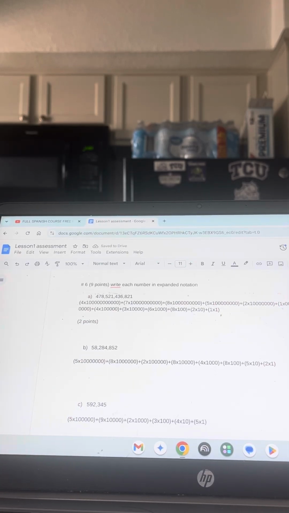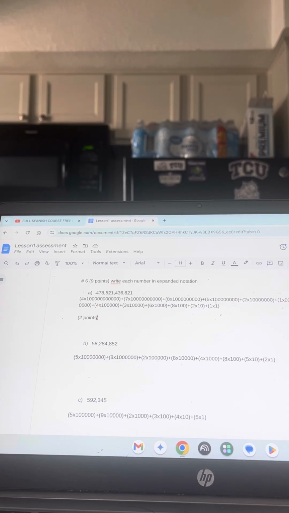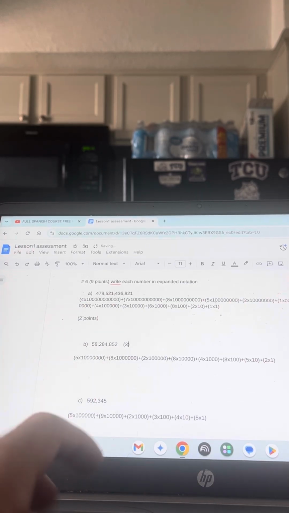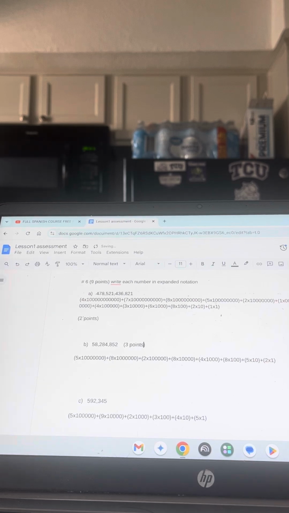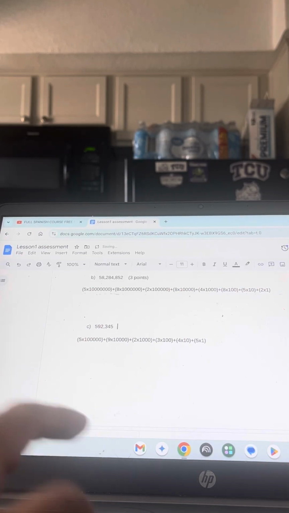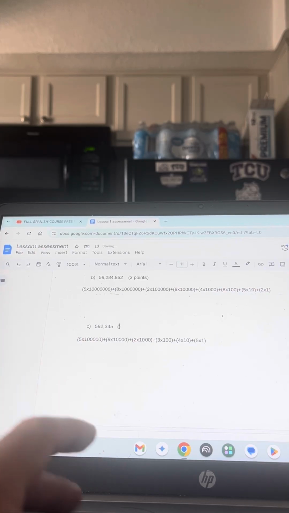Let's look at part B. 5 times 10, 100, 1,000, 10,000, 100,000, million, 10 million. Good. 8 times 10, 100, 1,000, 10,000, 100,000. Good. 2 times 100,000. Good. 8 times 10,000. 4 times 1,000. 8 times. Good. Got full credit for B. Good job. 3 points. Okay. For letter C, you got 5 times 100,000, 9 times 10,000, 2 times 1,000, 3 times 1. Good. So I'll give you full credit for this one because it's correct.